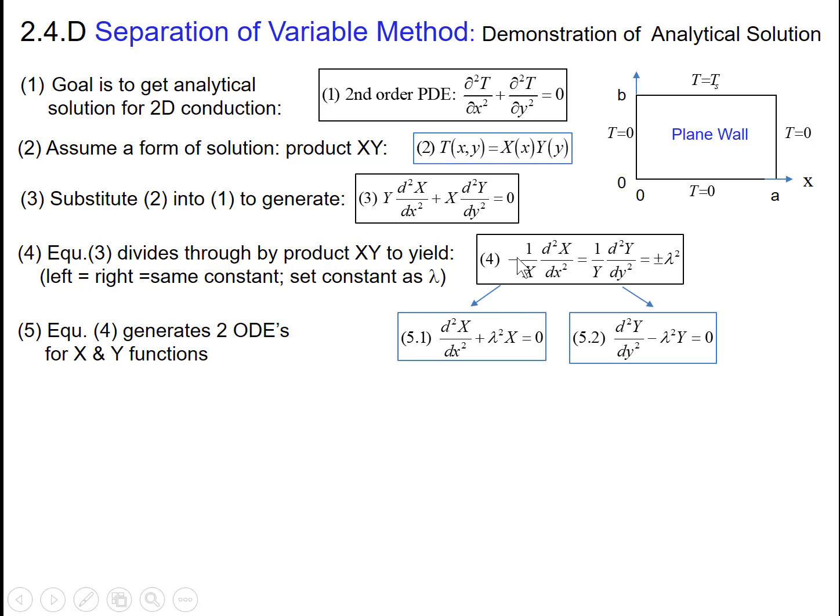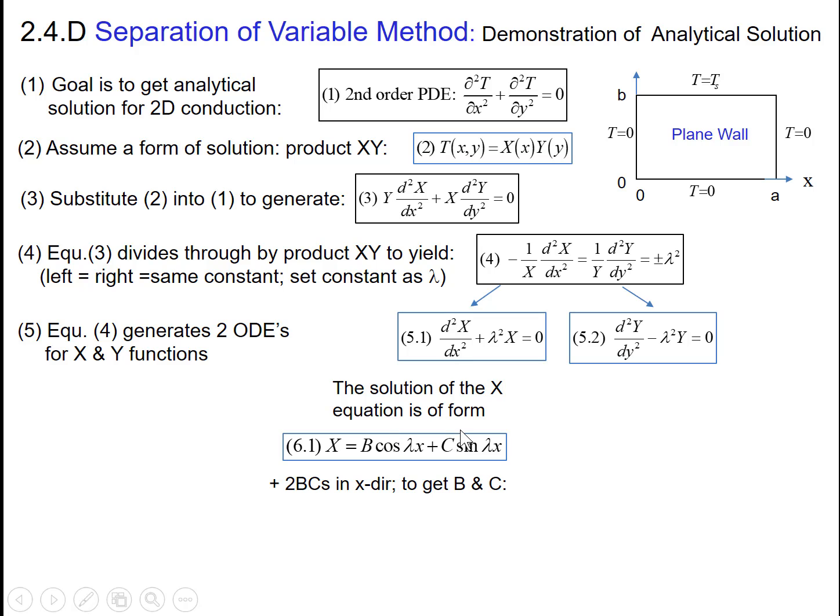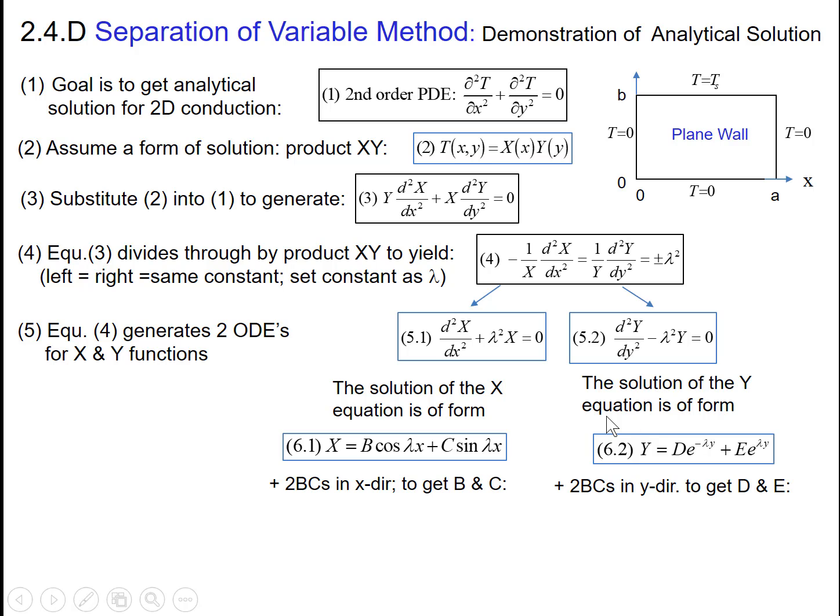Fifth, equation 4 can generate two ODEs for x function and y function. The solution of x equation is in the form of equation 6.1, where b and c are constants that can be obtained through the two thermal boundary conditions in x direction. And the solution of y equation is in the form of equation 6.2, where d and e are constants that can be obtained from two thermal boundary conditions in the y direction.